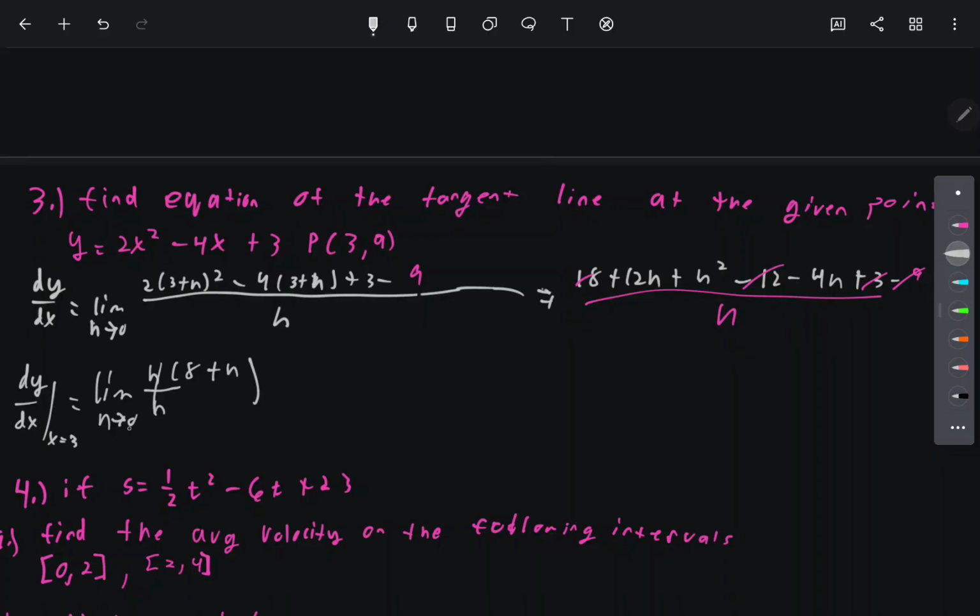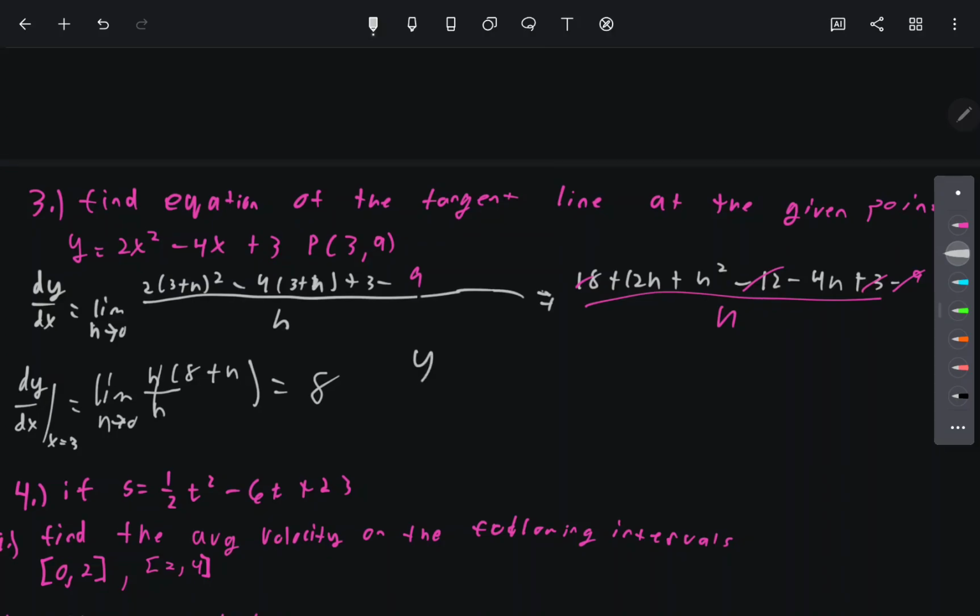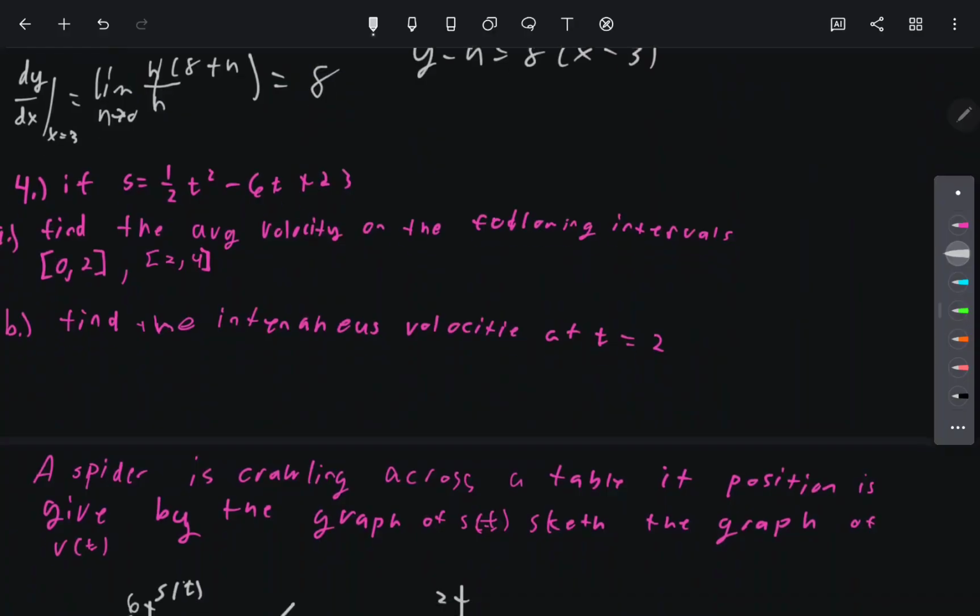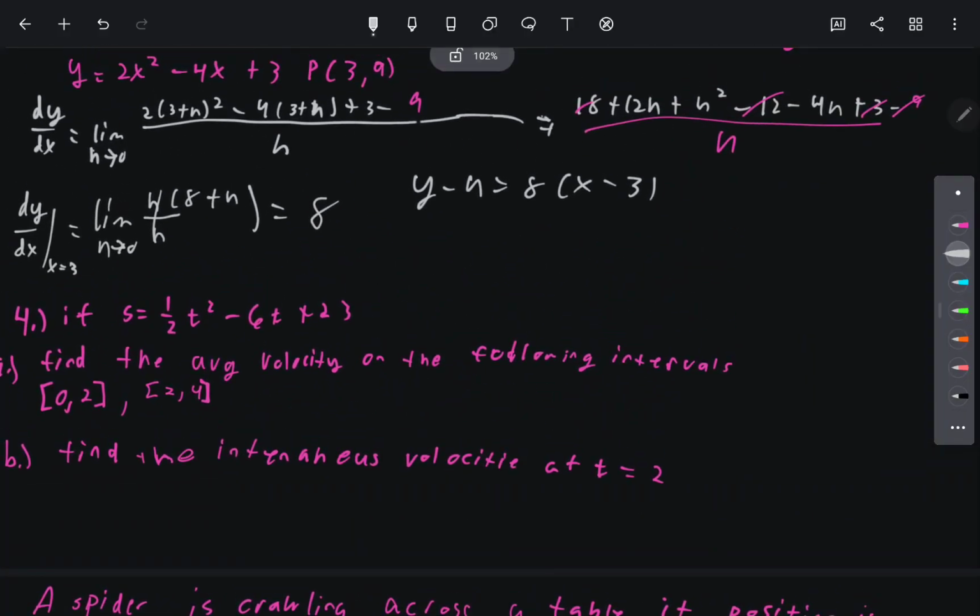So these are going to cancel, and we'll take the limit as h approaches 0. So we're just left with 8. Then we just have y minus 9 is equal to 8 times x minus 3. And that's our answer.